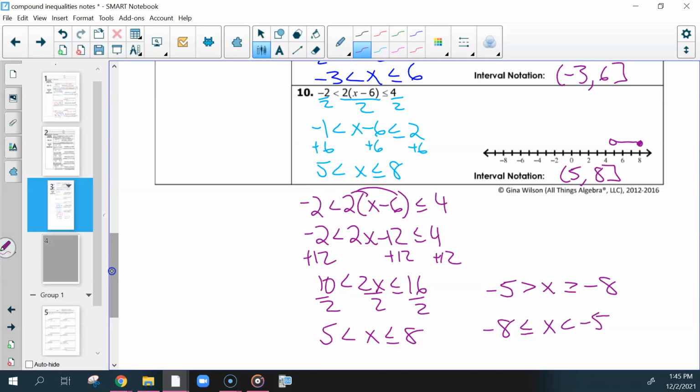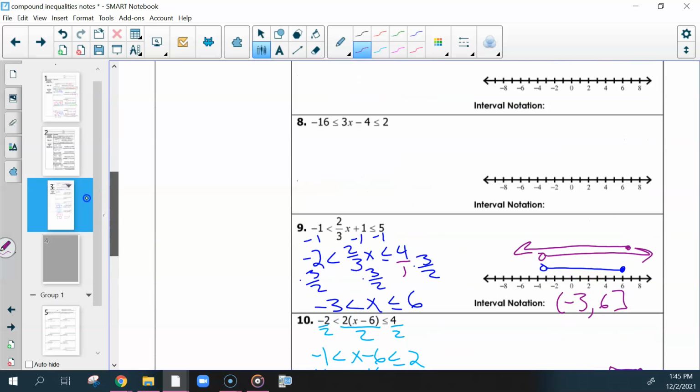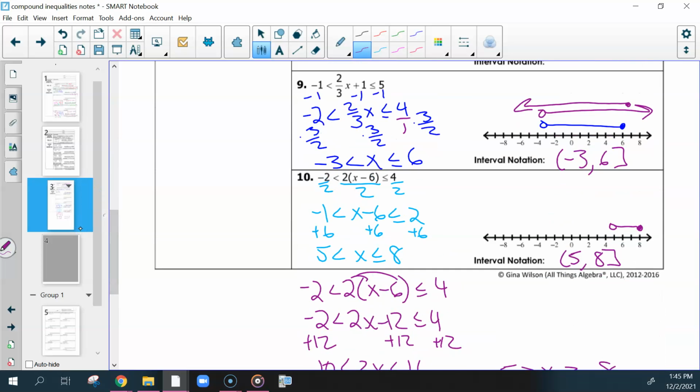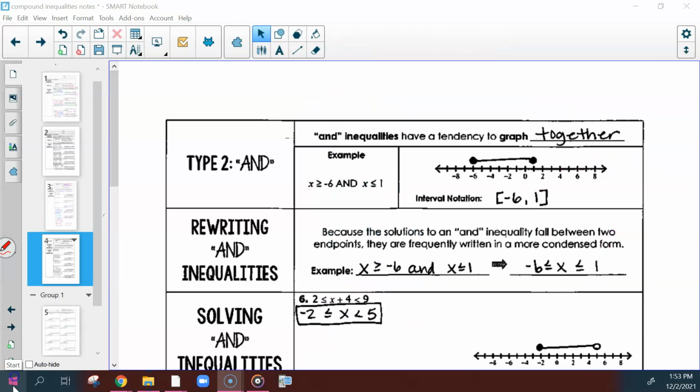I want you to try examples 7 and 8. And then we'll come back and talk about that in 5 to 10 minutes. Hold on 1 second. Work through those and then we'll come back.